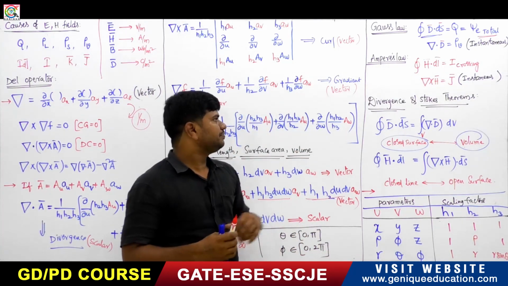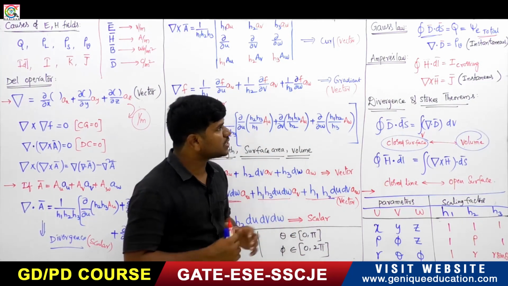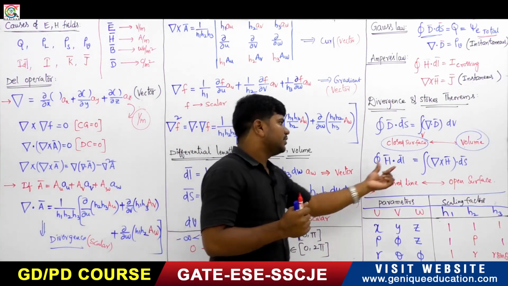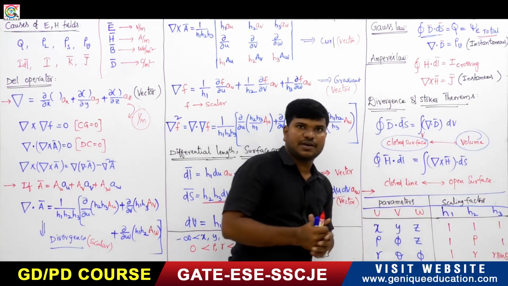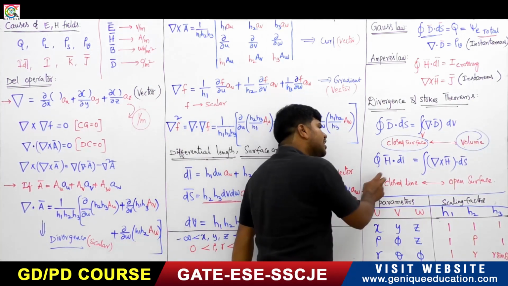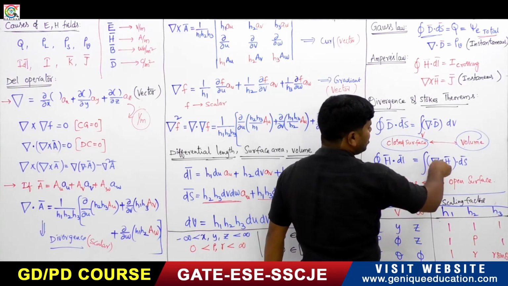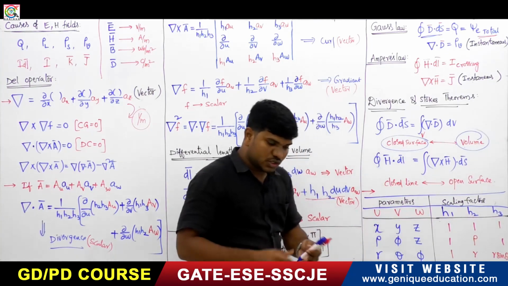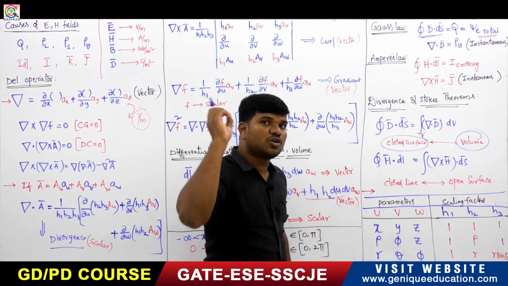Next, we come to the theorem called the Stokes theorem. It relates the closed line integral to the open surface integral. So the closed line integral of H dot dl is equal to the open surface integral of del cross H dot dS. Observe this carefully.